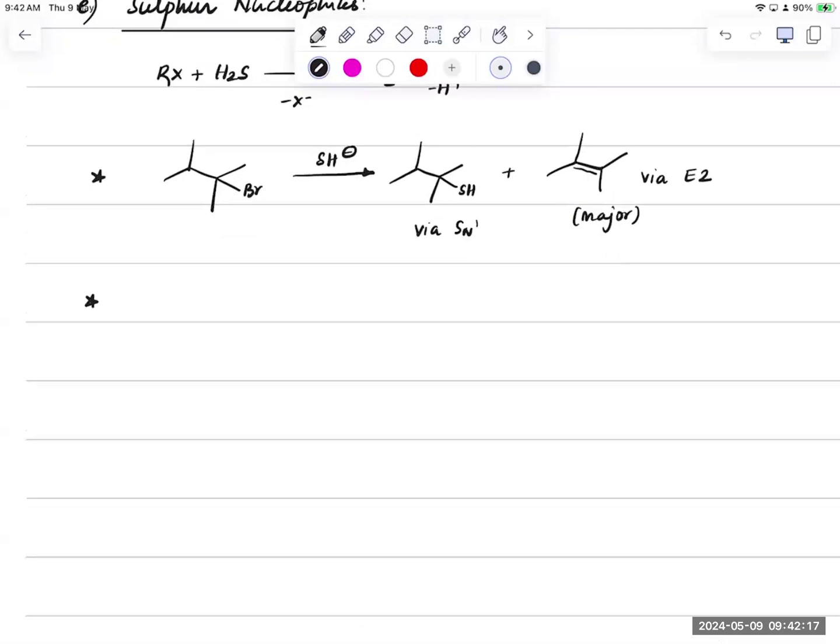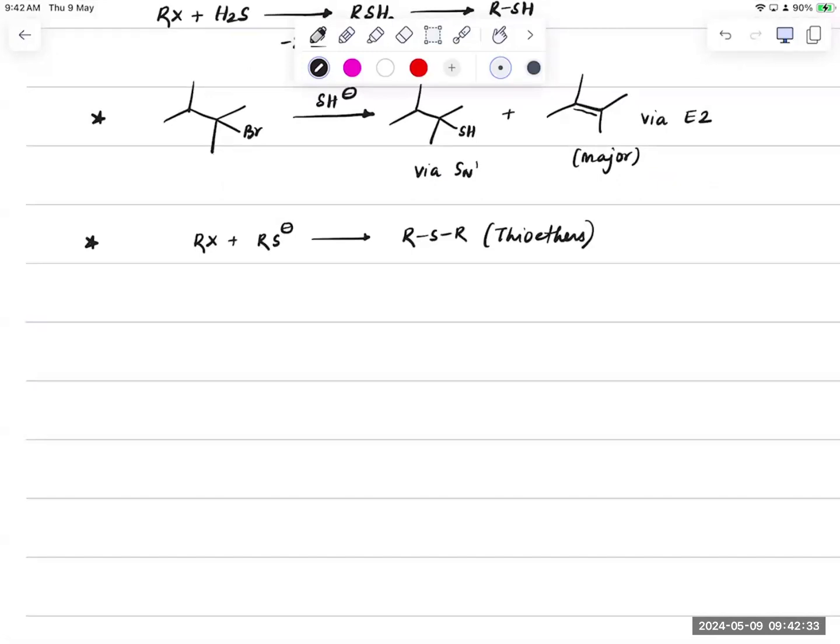Next, if you have RS minus, that is just like Williamson synthesis. If you have RS minus, we will get RSR. These are called thioethers. Same reactions repeated; again, you can see the same type of reactions. Similarly, if you treat RX with S2 minus, just like peroxy groups, we'll get thioperoxy groups. Here, this is thioperoxide, so this is disulfide, disulfide ethers.